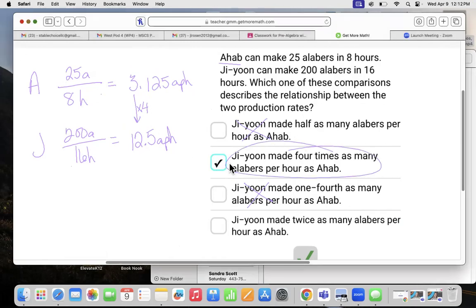Okay. And again, you could check that in the calculator. You could do 3.125 times 4, and it literally gets you 12.5. So you can put in 4 times as many means times 4, put it in the calculator, and that's what it gets you.